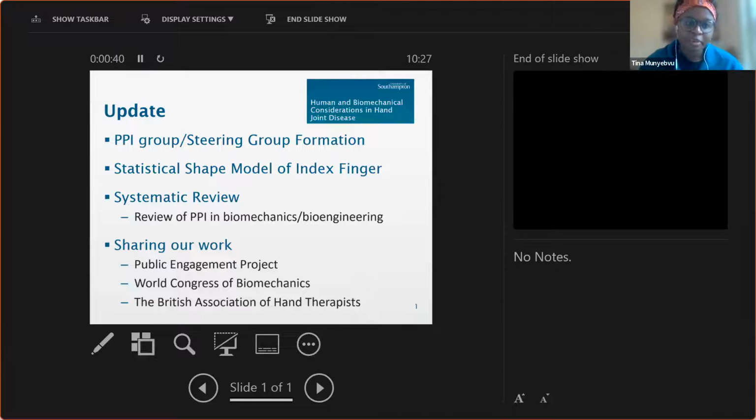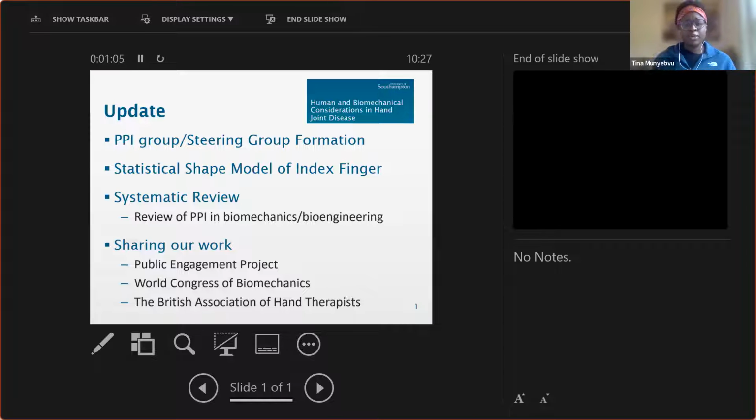Since we last spoke, which was a very good experience for me, I was happy to get another perspective on the project and see what else we could include inside the computational modeling side of things. Since then, we've had a PPI group formed and our public contributors sit on our steering group, which we meet every 3 months to talk about the project and see where we're going and what sort of things we need to improve on.